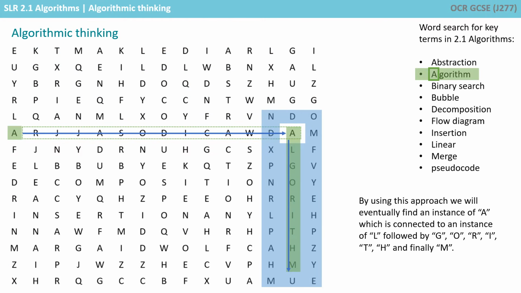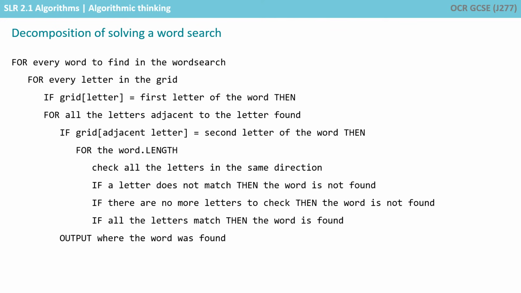Eventually, we're going to find an instance of A that, when checked, is connected to an instance of L, and then we can follow the path until we find the word algorithm. It feels like there's a very systematic and logical approach that we can take here, and therefore, using algorithmic thinking, we should be able to create an algorithm to solve this problem. So here is an outline algorithm for solving the word search.